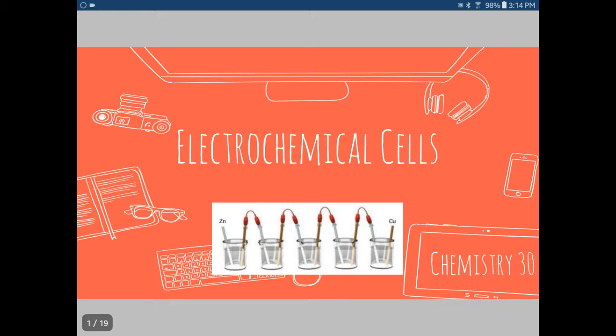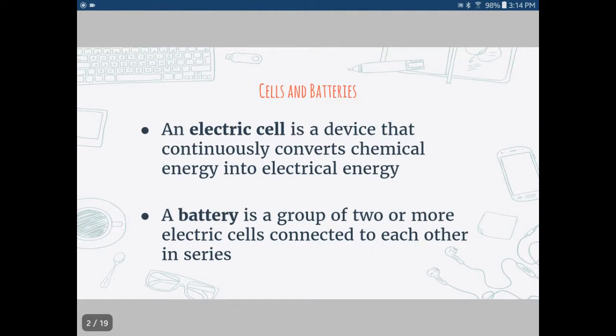So essentially, an electrochemical cell is a device that continuously converts chemical energy, now that's important, into electrical energy. Just like the conservation of energy laws that we know, we cannot lose energy, but we can convert forms. So we definitely convert chemical energy into electrical energy. Now, a battery is a series of cells connected together in series. So we have multiple electric cells set up all together in a row, and it allows us to get a higher amount of current or voltage that we need.